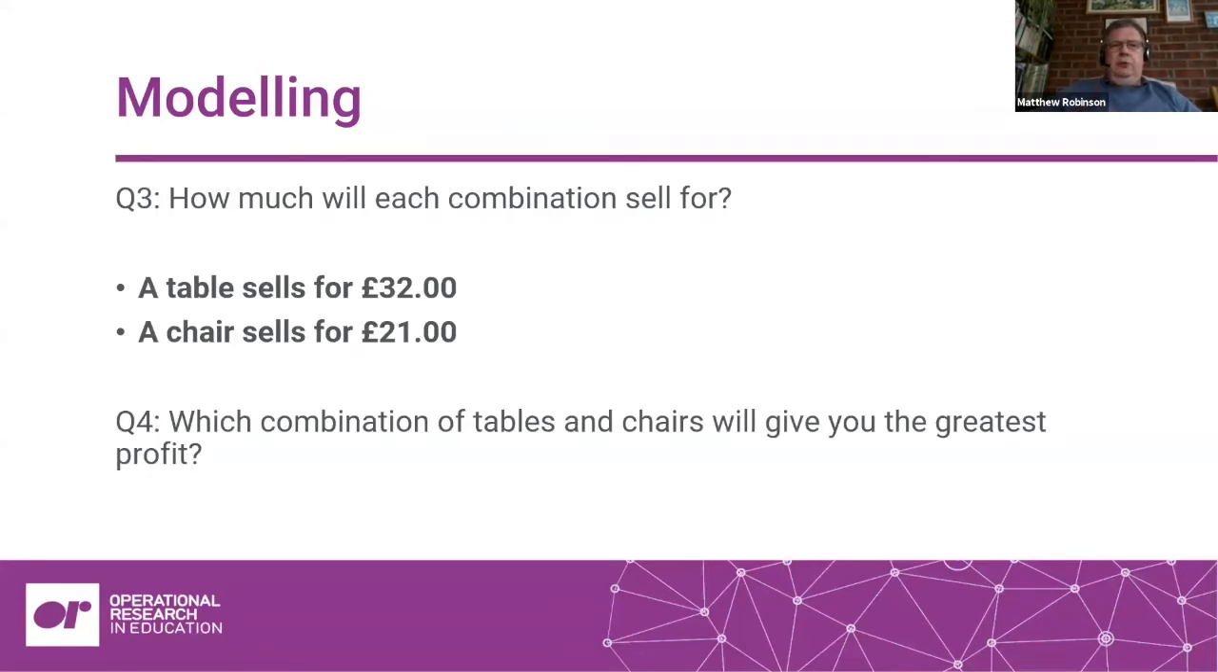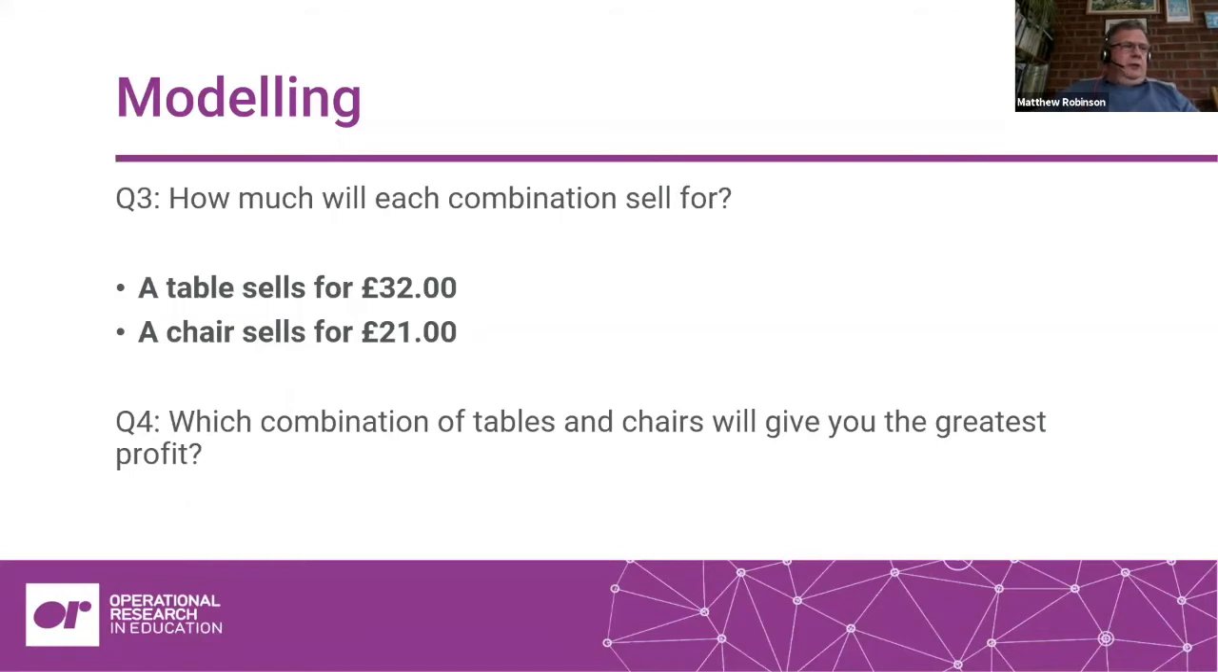So now the final bit of information in this particular exercise is to then work through how much we could actually sell them for. So each table sells for £32 and each chair sells for £21. So now what you can do is work out for each of those 4 options you've got how much you're going to sell them for. So for 4 chairs, working through that one, a chair sells for £21. So 4 chairs means that you will be able to sell those 4 chairs for a total of £84.